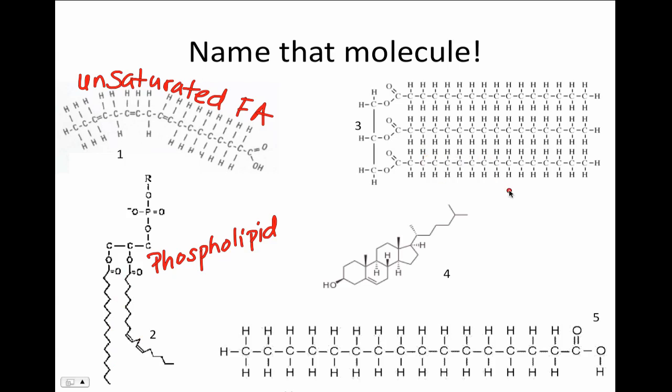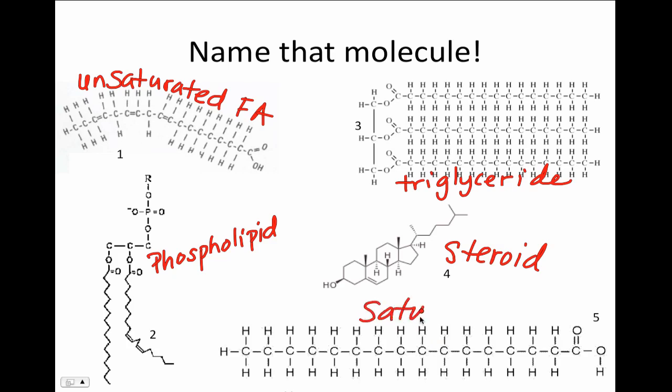Number 3, wow, look at that one. That's crazy. We have 3 hydrocarbon chains, which kind of look like fatty acids, right? And we have 1 glycerol right here. So this is going to be a triglyceride, spelled correctly this time. Number 4 is the only one that kind of looks different, huh? So we have 4 fused carbon rings. This is our steroid. And number 5 is a beautiful hydrocarbon chain with no double bonds. Each carbon is totally saturated with hydrogen, so that is going to be a saturated fatty acid.